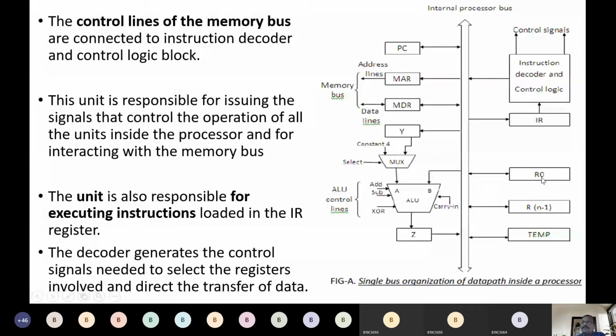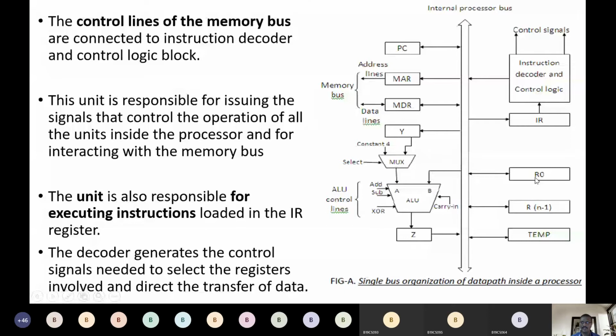Okay, how does this happen? There are some signals which help in transferring data between these registers, maybe R0 to R3 or maybe R5 to R13. So we will see how the data transfer happens between the registers. This is the first topic. Next, we will discuss the arithmetic logic unit, ALU, this part.